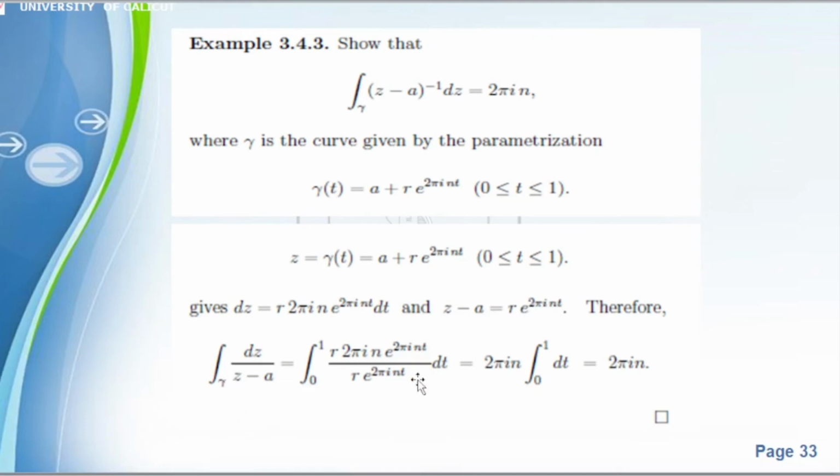So substitute all those values of z minus a and dz. Then dz by z minus a will give you the integral from 0 to 1 of r into 2 pi i n e raised to 2 pi i n t divided by r e raised to 2 pi i n t. Those two will get cancelled and you will get the answer as 2 pi i n into 1, that is 2 pi i n.